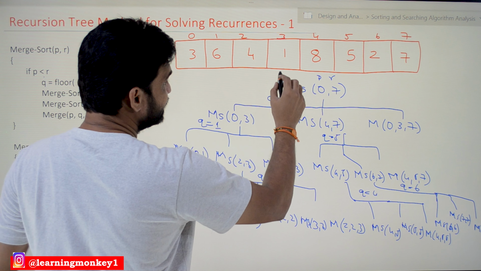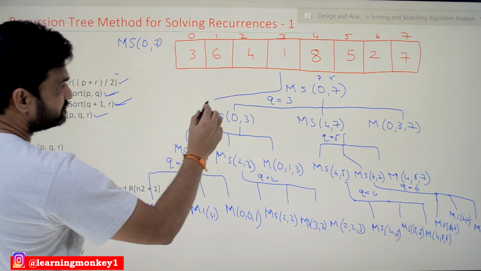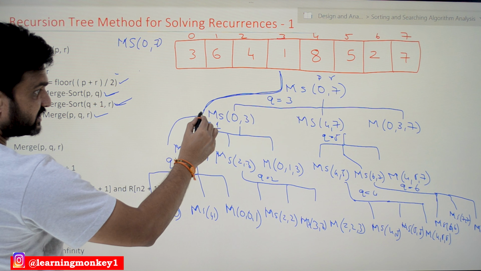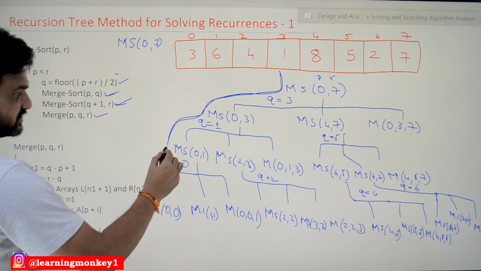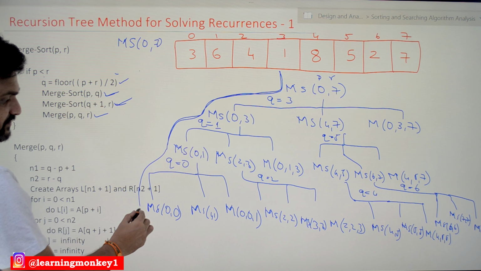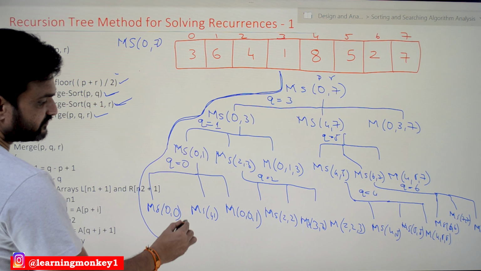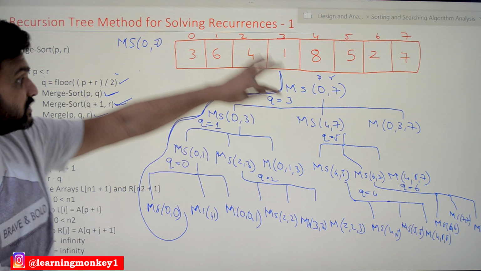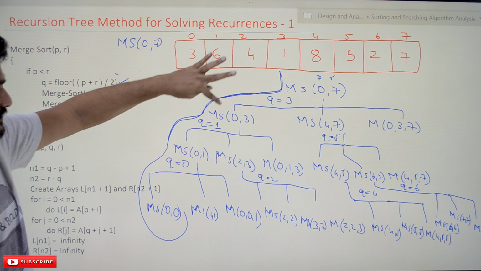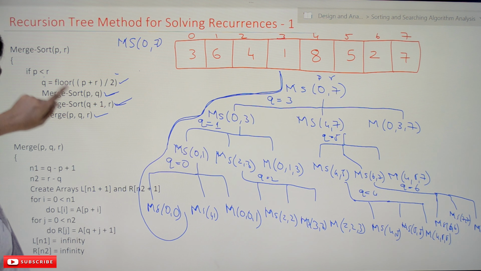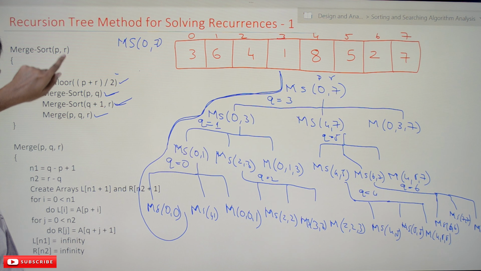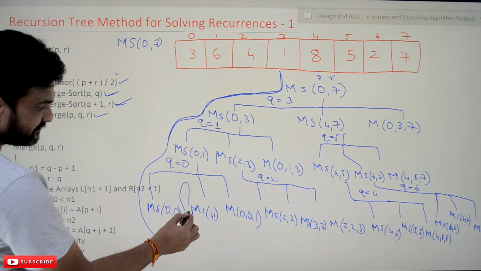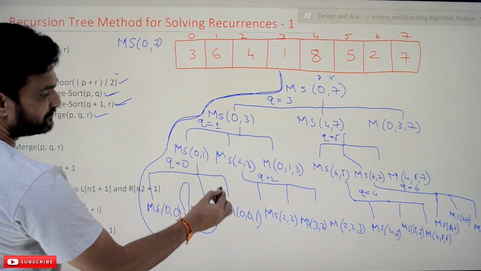Okay, now how this will get executed is, it is from top to bottom. So first ms of 0 comma 7 is called, and after that ms of 0 comma 3 is called, and after that ms of 0 comma 1 is called, and after that ms of 0 comma 0 is called, and this is where we are going to come back, top to bottom and from left to right. Next is ms of 0 comma 0, and after that ms of 1 comma 1 is called.